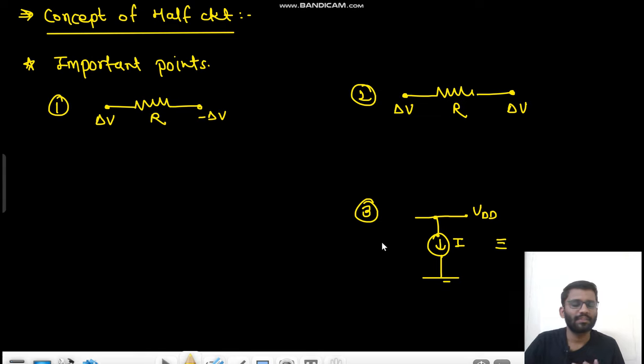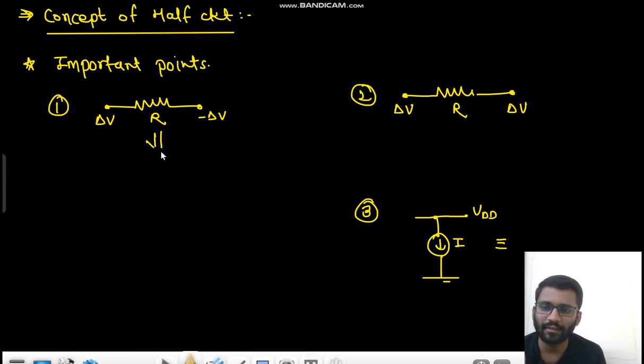Hello everyone, now we will study the concept of half circuit. This will help us reduce the calculation of differential amplifiers. It is just a simple method, a shortcut method, you can say. Some important points to note. So this is the configuration.